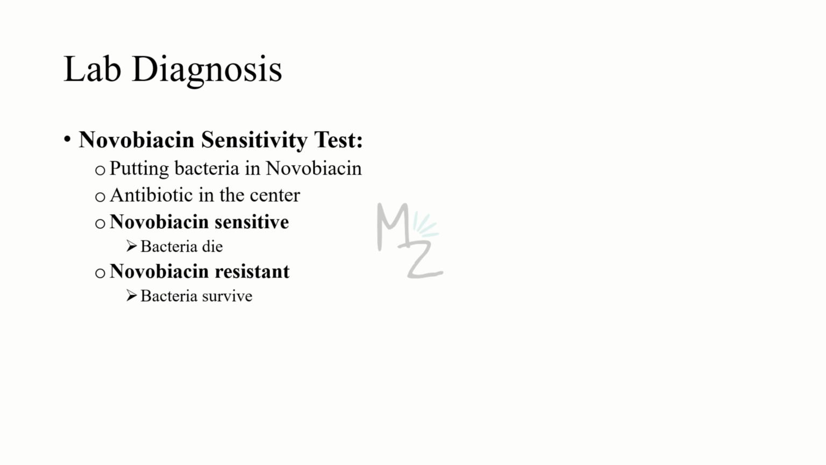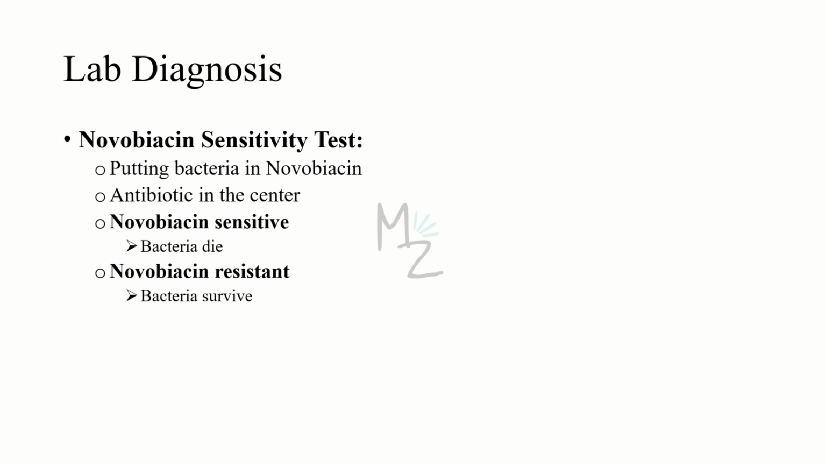Now we know that we can differentiate Staph aureus from Staph epidermidis and saprophyticus by the coagulase test, because Staph aureus is coagulase positive while the other two are coagulase negative. Now, how do we differentiate Staph epidermidis and saprophyticus? Novobiocin sensitivity test can help us there.